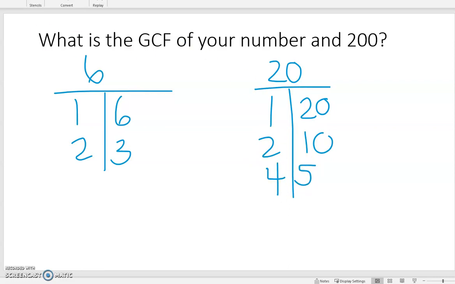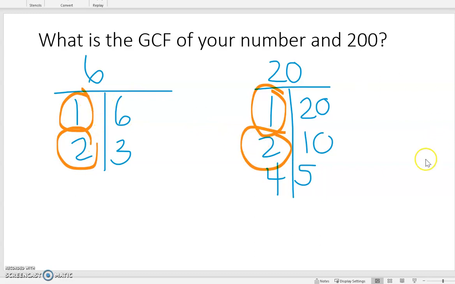And greatest common factor means I'll circle the ones they have in common. So 1 is in both lists, 2 is in both lists. Because nothing else is in common, the biggest one that I circled is 2, so that is our GCF.